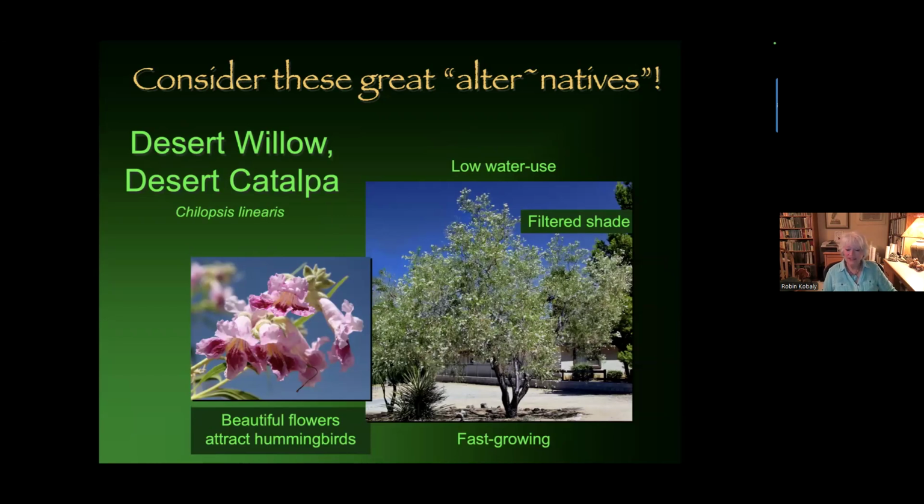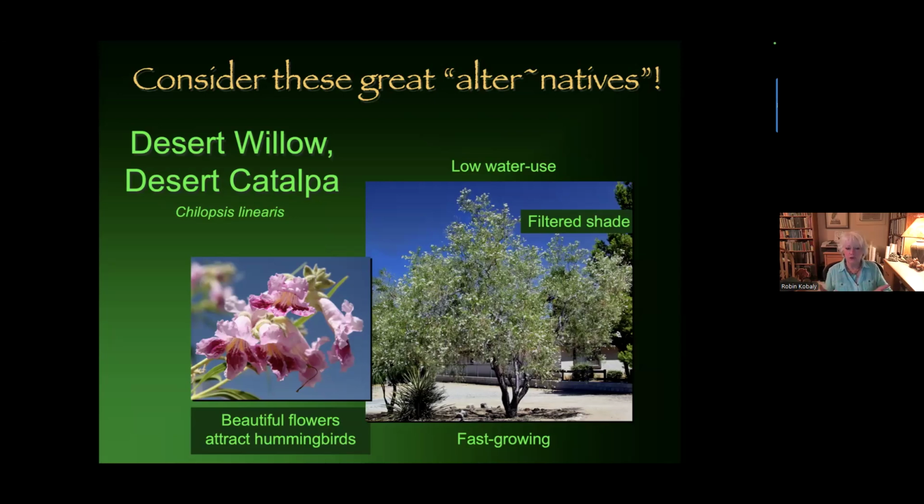So another deciduous tree that is really lovely is desert willow or desert catalpa, Chilopsis linearis. It's only called desert willow because somebody thought that the leaves looked like a willow. It's not a willow at all. It doesn't have little pussy willow catkins on it.